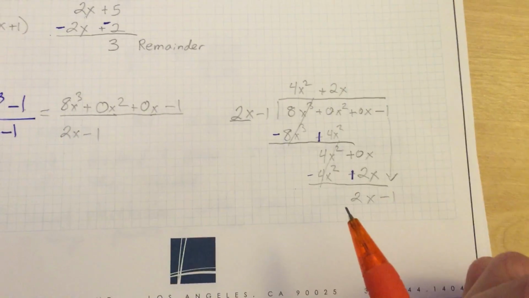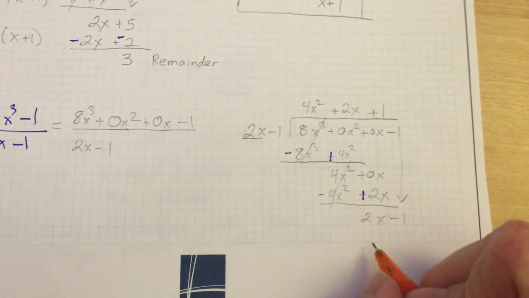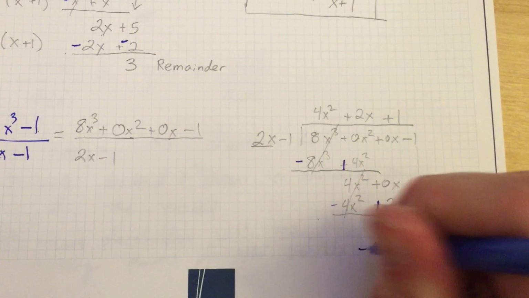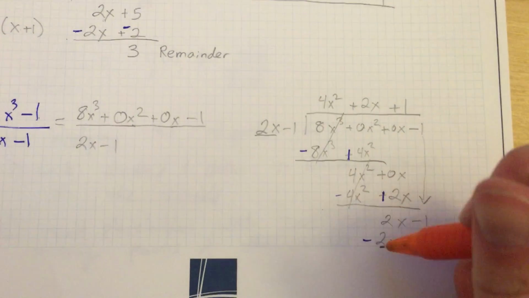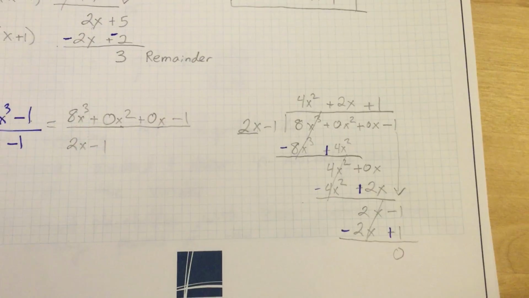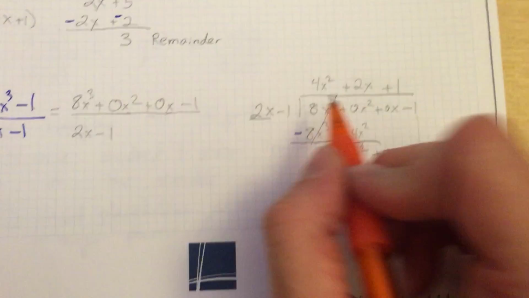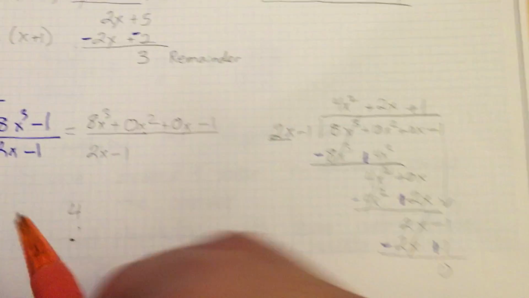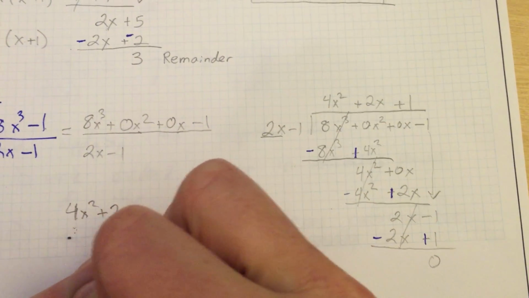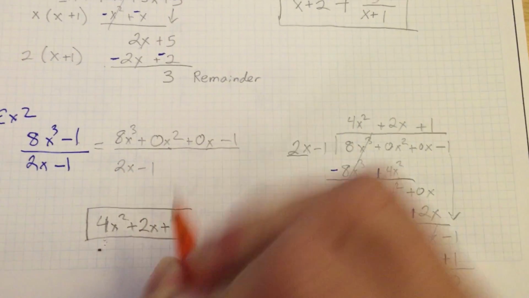So hopefully in your head you're thinking that it goes in evenly. It does. So plus 1. So this will be a 2x minus 1. Again, negative, positive. That cancels away, and that will also cancel away. So you're going to be left with a remainder of 0. So what is our answer? Our answer is that number right there. Oops, pencil broke. 4x squared plus 2x plus the number 1.